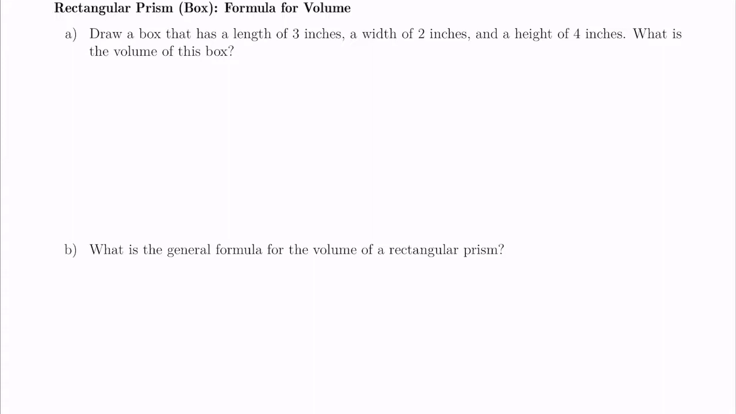We're going to investigate the formula for the volume of a rectangular prism, or what you might more commonly call a box. In part A, we're going to draw a box that has a length of 3 inches, a width of 2 inches, and a height of 4 inches.